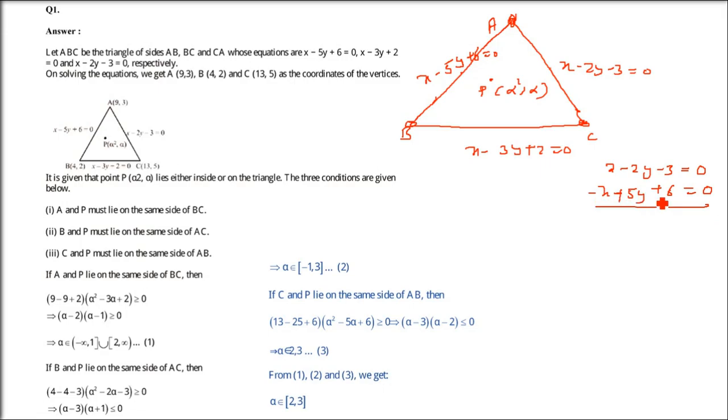Subtract now. Change the sign of the second equation. So this gets cancelled. 5 minus 2 is 3y. Minus 3 minus 6 is minus 9. So 3y equals 9 and y equals 9 by 3, 3 3s are 9. And put it in any of the equations. Let us put it in the first equation. So I am putting y equals 3 here. X will be equal to 9. So this point is 9, 3. And in the same way, I encourage you to find out the points B and C.